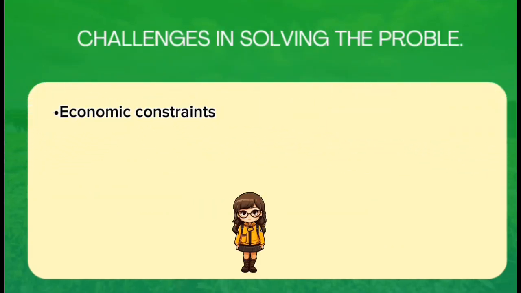Economic constraints hinder agricultural development and sustainability. These limitations include high production costs, low commodity prices, limited access to credit and markets, and inadequate infrastructure. Economic constraints force farmers to adopt unsustainable practices, compromising long-term productivity and environmental health.